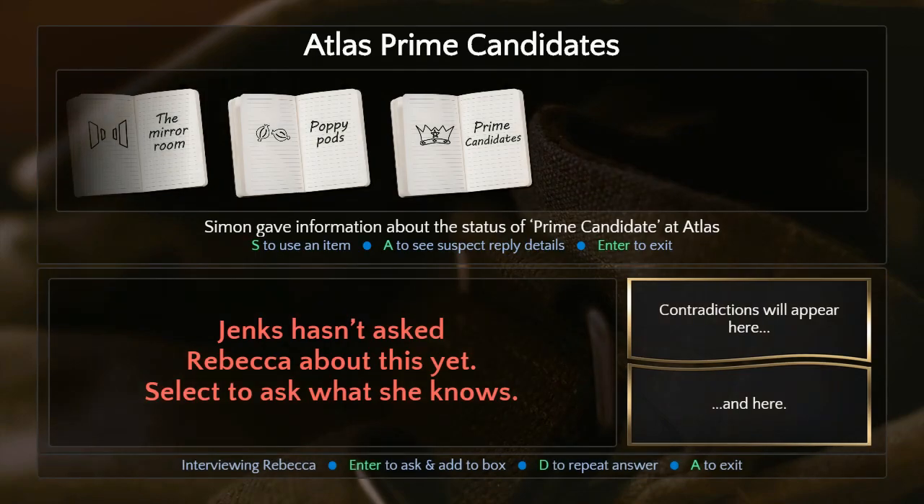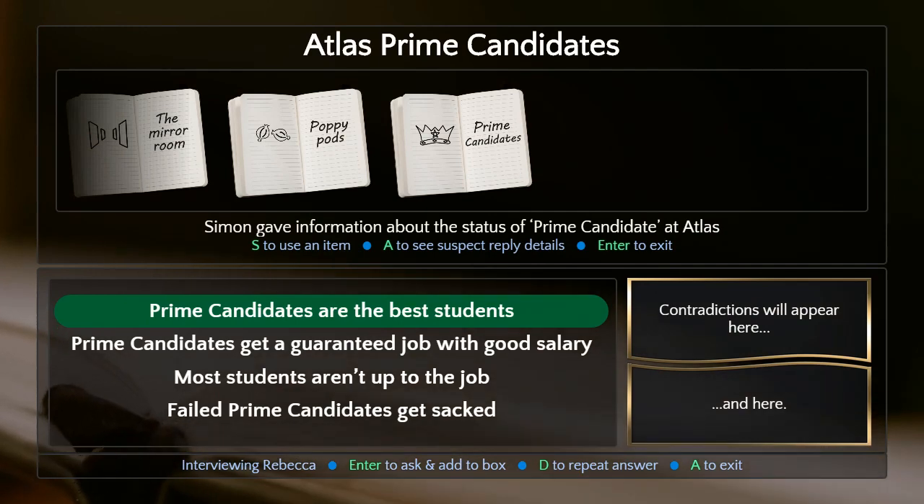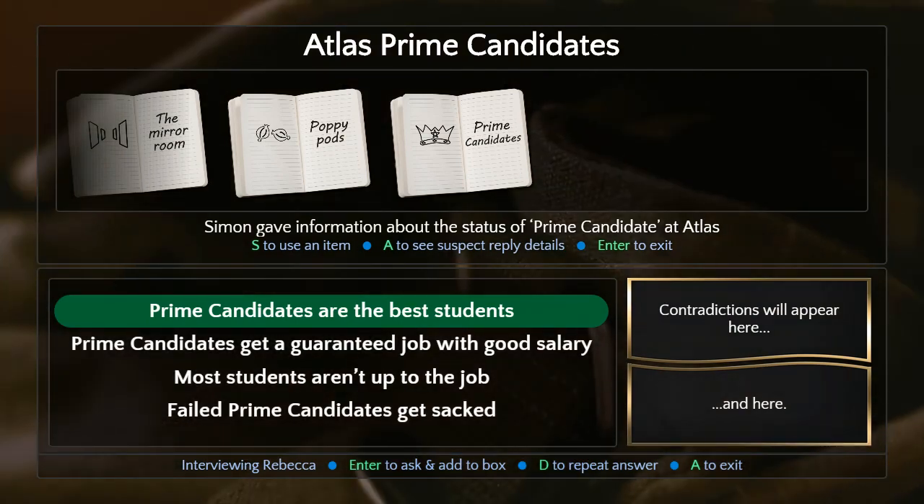Couple more questions, if that's okay? Do you know what a prime candidate is? At Atlas, it's the best student. And what does that mean? It means they get a guaranteed job with a very good salary. Well, that's the idea anyway. But? Mostly they aren't up to it. What happens then? They get sacked. Be back later on, if that's okay.